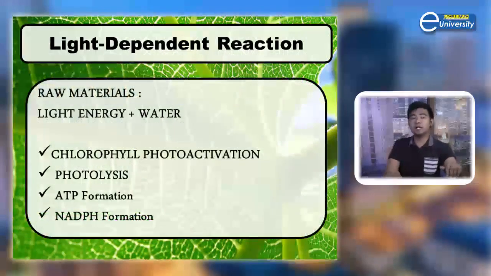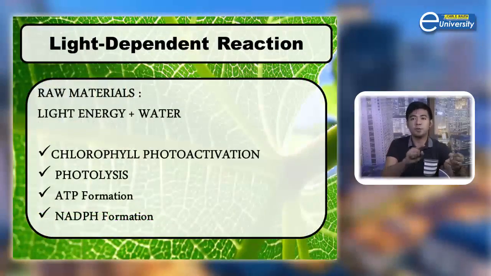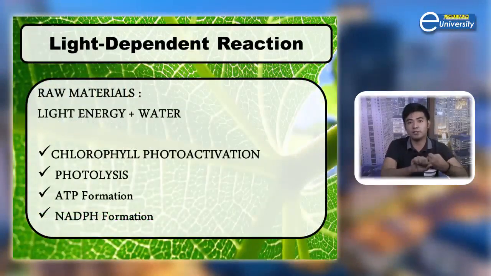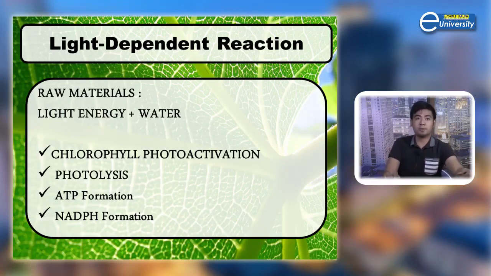So what are the raw materials for the light-dependent reaction? We have the light energy and the water. Light energy is gathered by the chloroplast with the help of the photosystem, or the light collecting system of the plants, and water is absorbed by the roots of the plant.